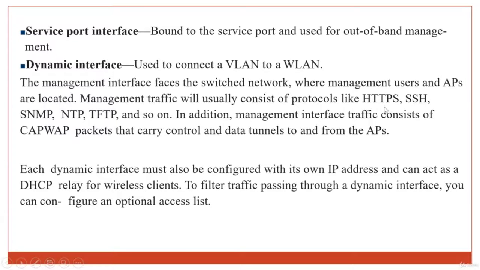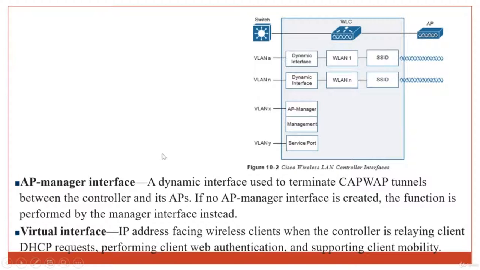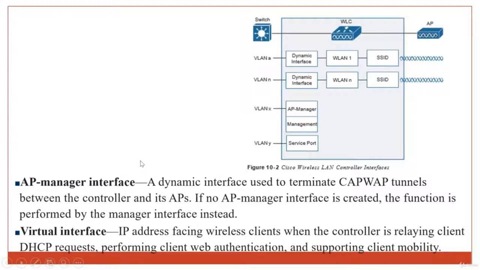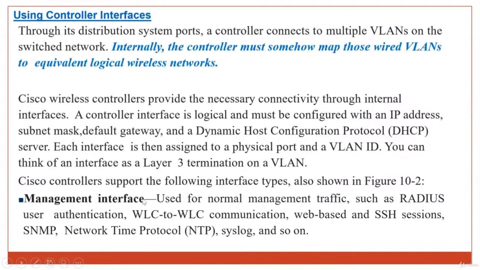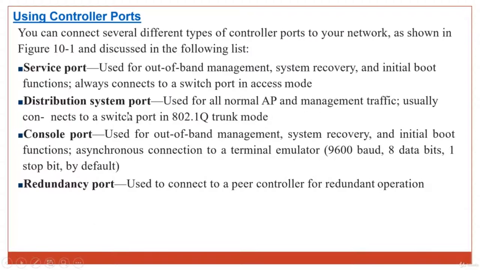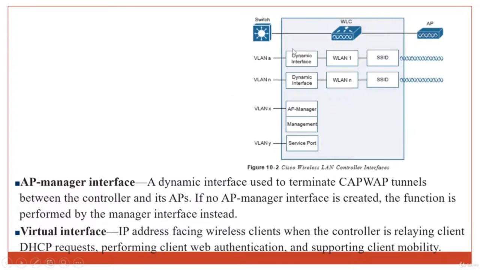They are there for management traffic, different types of management traffic like HTTPS, SSH, SNMP, NTP, etc. And then you can see that the management interface is actually important. So that's one of the uses. And the other use of this management interface is in case the AP manager interface is not available. Then that task will be performed by the management interface instead. So that's the other use we have with the management interface. All right, so these are the interfaces. Here you can see that these are the ports, and these are the interfaces we have in the WLC. So now let's stop here and go and do the initial setup.